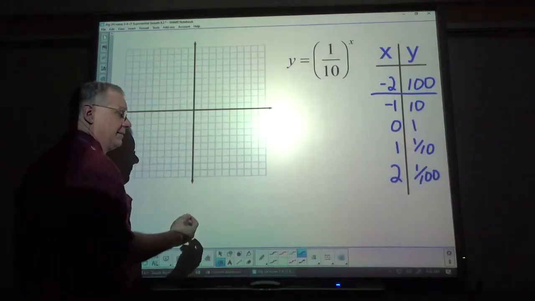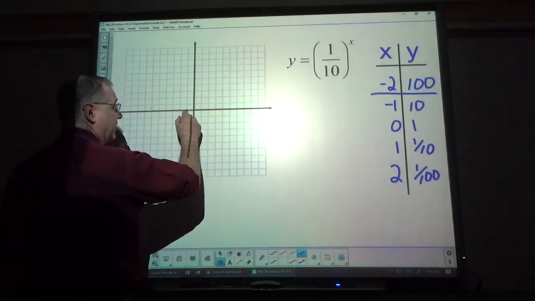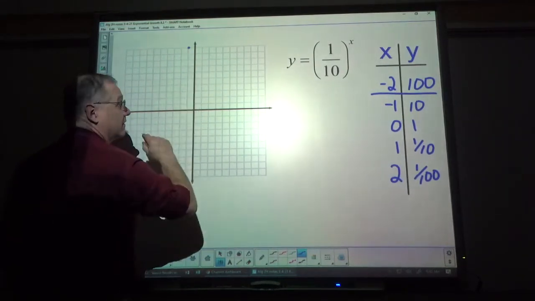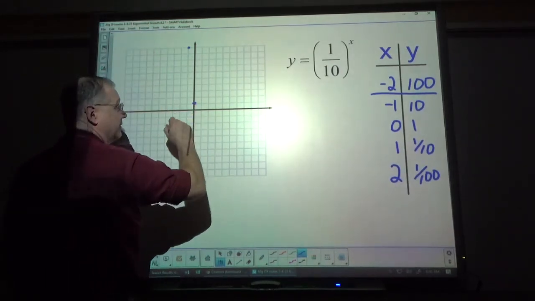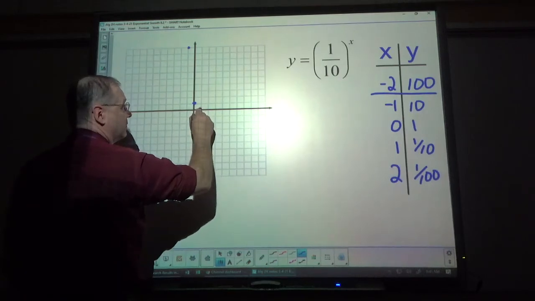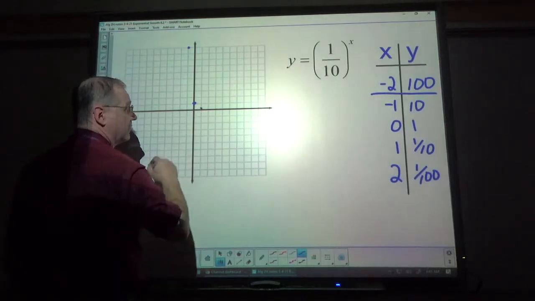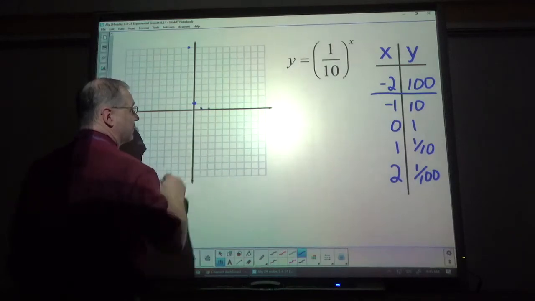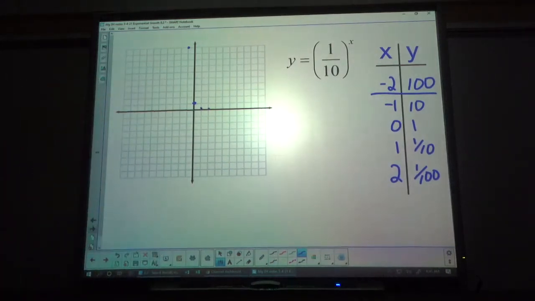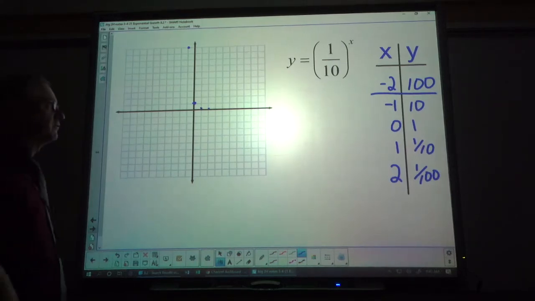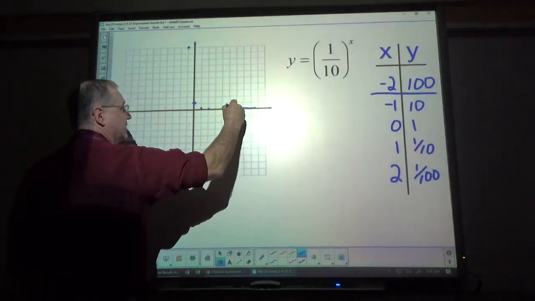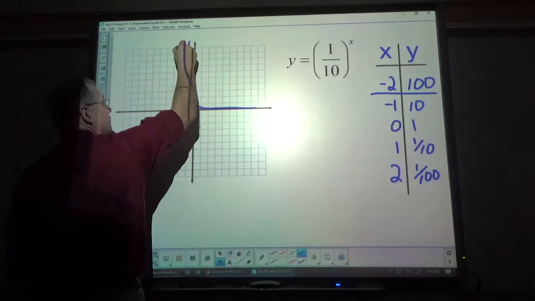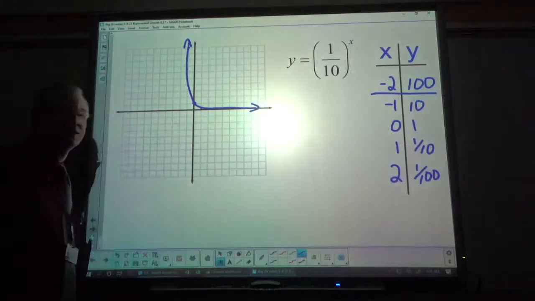So then I have to plot my points. I've got -1, 10. -2, 100 is way up there. 0, 1. 1, 1/10. And 2, 1/100th. And you can hardly see the difference between those two, but it would be much closer to the line and it would be difficult to draw. So it's going to start almost touching the line, it's hard to draw that, and then it swoops right up, and that is your graph.